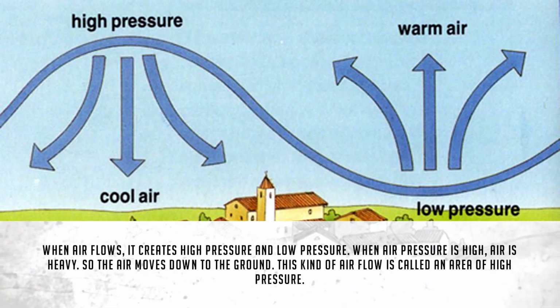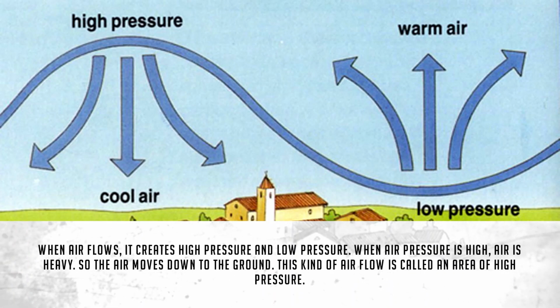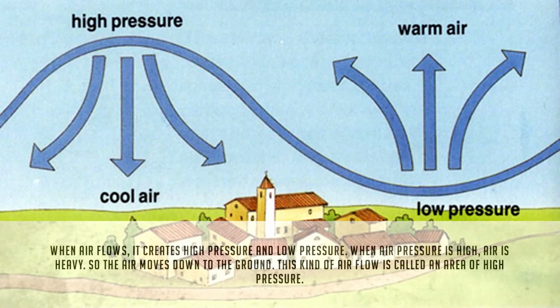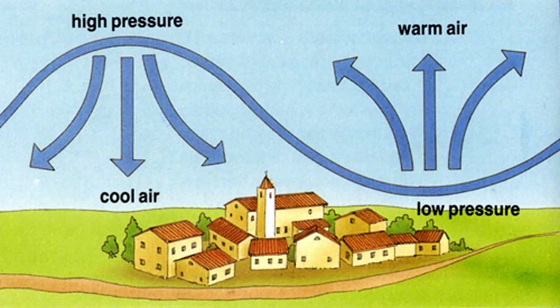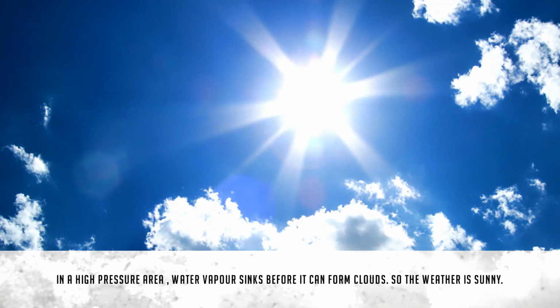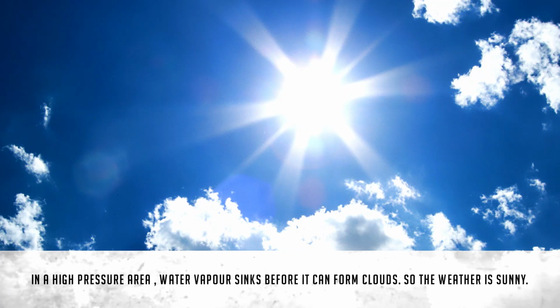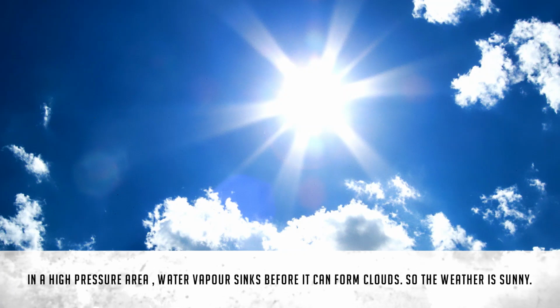When air flows, it creates high pressure and low pressure. When air pressure is high, air is heavy, so the air moves down to the ground. This kind of air flow is called an area of high pressure. In a high pressure area, water vapor sinks before it can form clouds, so the weather is sunny.